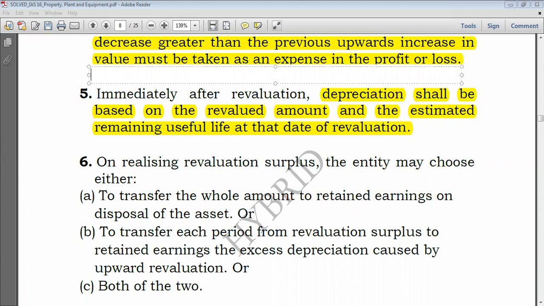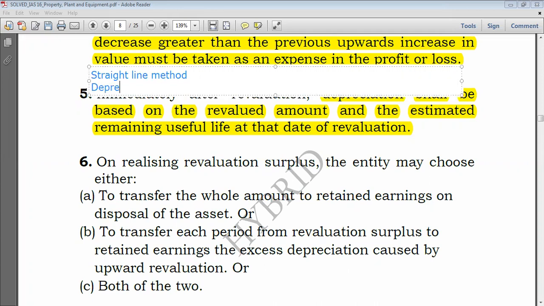Let's presume we are using the straight line method of depreciation. How do we obtain the depreciation? Depreciation is obtained this way. We usually take the cost, then we minus the scrap value or residual value, and we divide by the useful life of the asset.